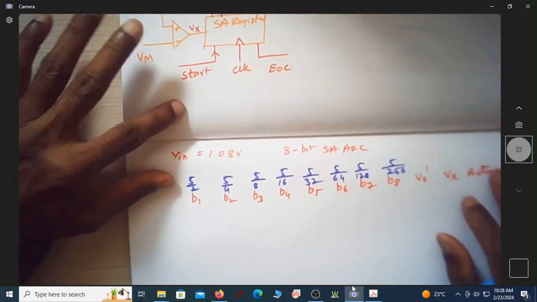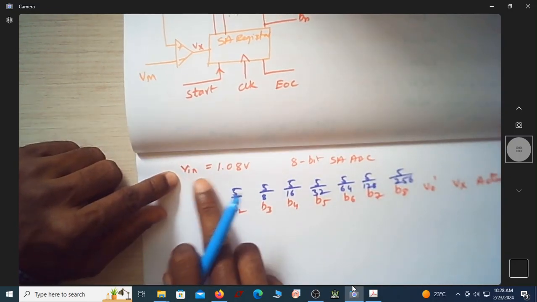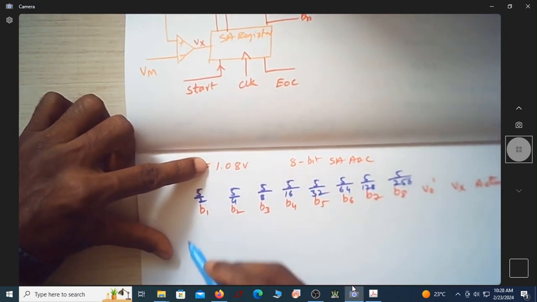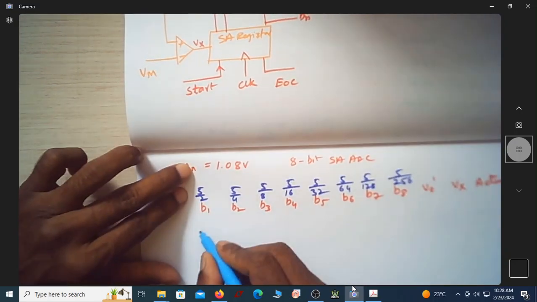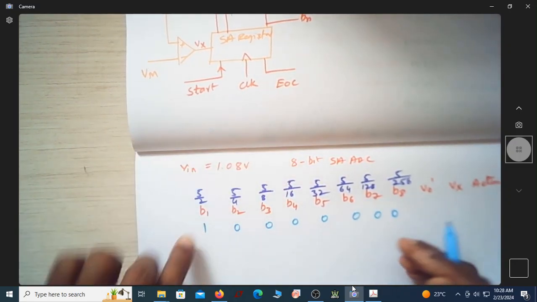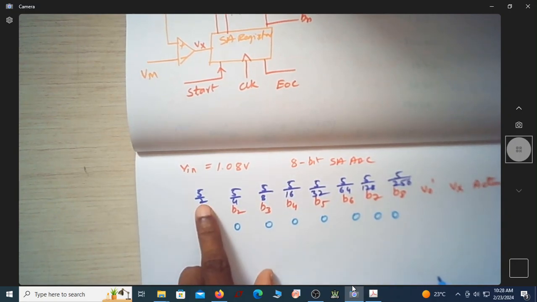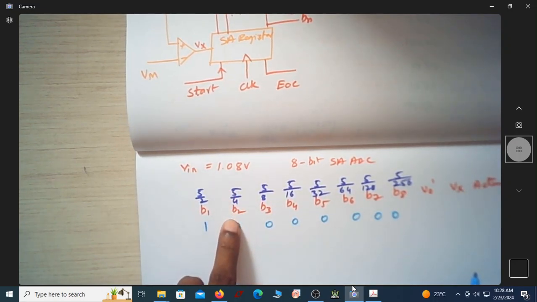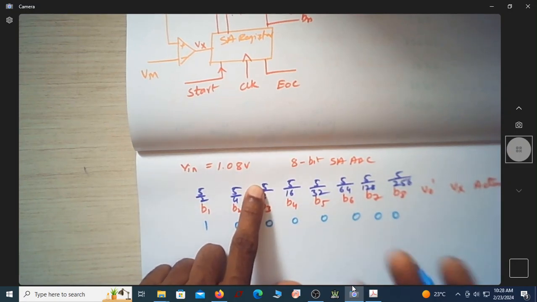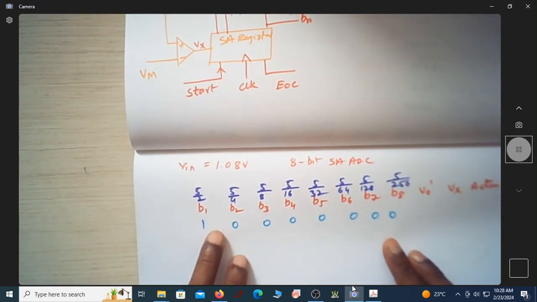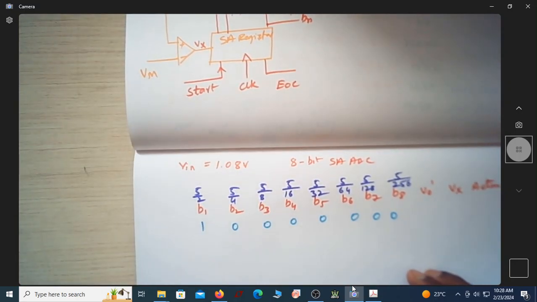So let us take up this example. Now we have 1.08 as the input voltage. As I said, you start with 1 0 0 0 0 0 0 0. Here I have written the corresponding voltages of these bits. So it is 5 by 2, 2.5 volts. This will be 1.25 volts. This will be 5 by 8, 5 by 16. These are the voltage levels corresponding to these bits.